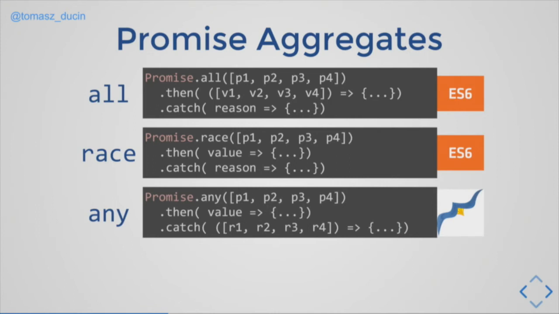The predicate here is that at least any of the promises has to fulfill so that the whole thing fulfills, right? So if p1 fails, then it still can happen. p2 fails, still can happen. p3 fails, still can happen.